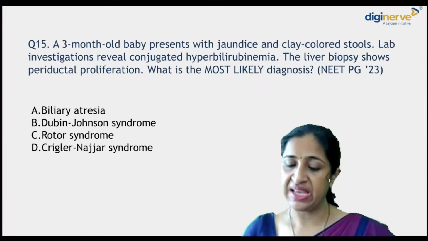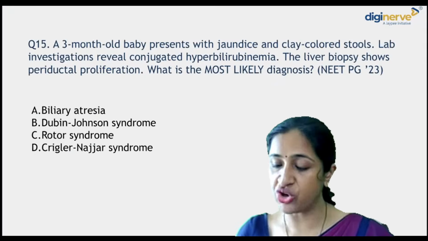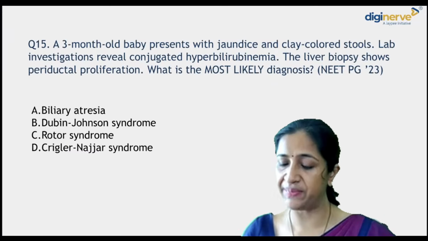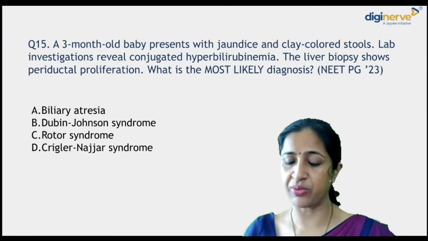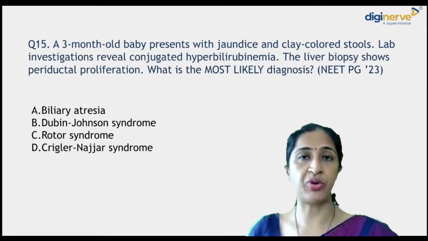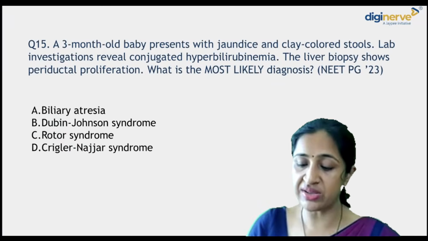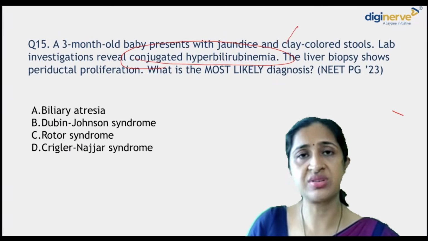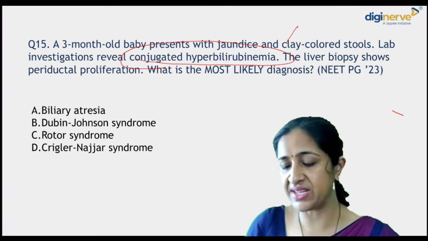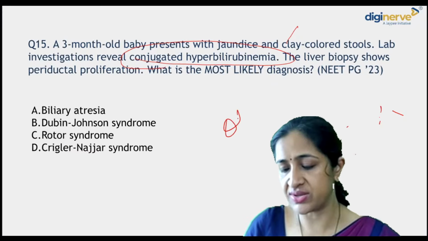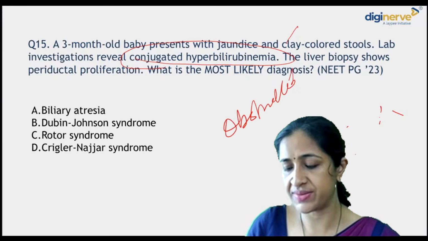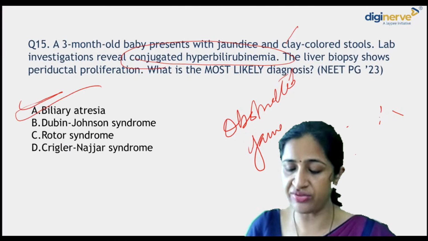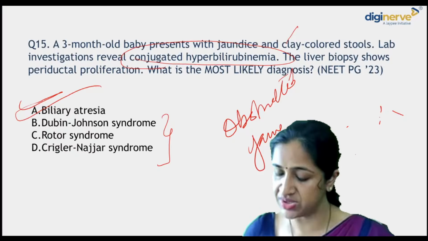A 3-month-old baby presents with jaundice and clay-colored stools. Lab investigation reveals conjugated hyperbilirubinemia. Liver biopsy shows periductal proliferation. Periductal proliferation with conjugated hyperbilirubinemia. Jaundice, clay-colored stools. What is the answer? It means it is obstructed jaundice. The answer is biliary atresia. None of the others will have clay-colored stools.